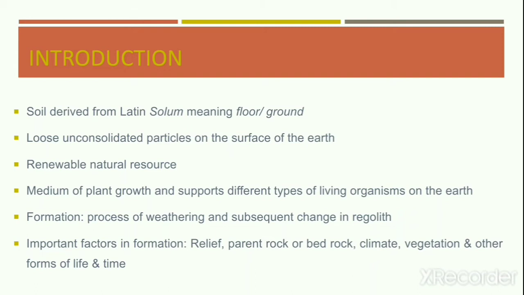Generally, it is formed as a result of the process of weathering and the subsequent change and decomposition in the regolith matter. Relief, parent rock, climate, vegetation, and other forms of life, along with the time, is responsible for the formation of soil. The various forces of nature, such as change in temperature, actions of running water, wind, and glaciers, the activities of decomposers, all contribute to the formation of this resource. Chemical and organic changes which take place in the soil are also equally important.